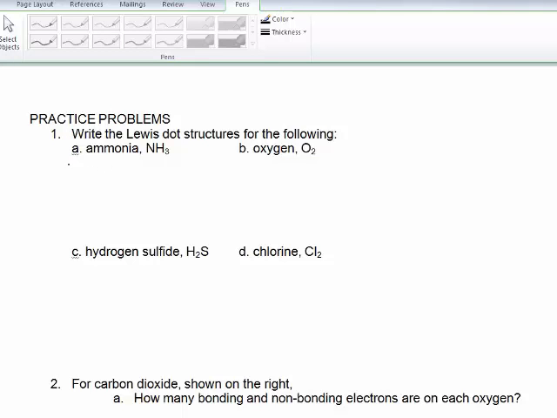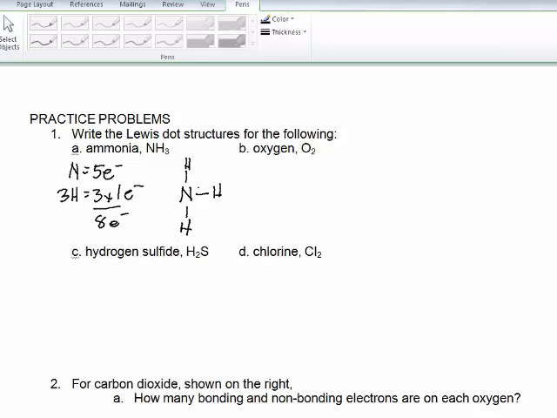Okay, so we have N, 5 electrons. Remember, that's in group 5A. 3 H's equals 3 times 1 electron. 8 electrons total in the valence shell. Remember that hydrogen is never a center atom, so we put the nitrogen, H, H, H. So I've distributed the hydrogens around the nitrogen.